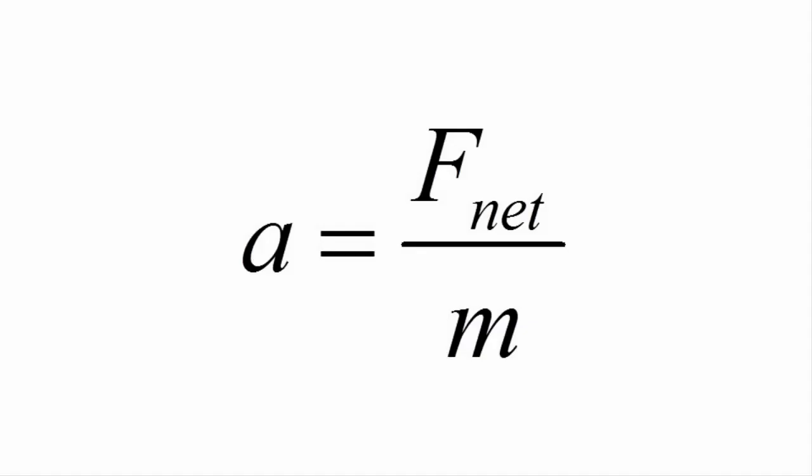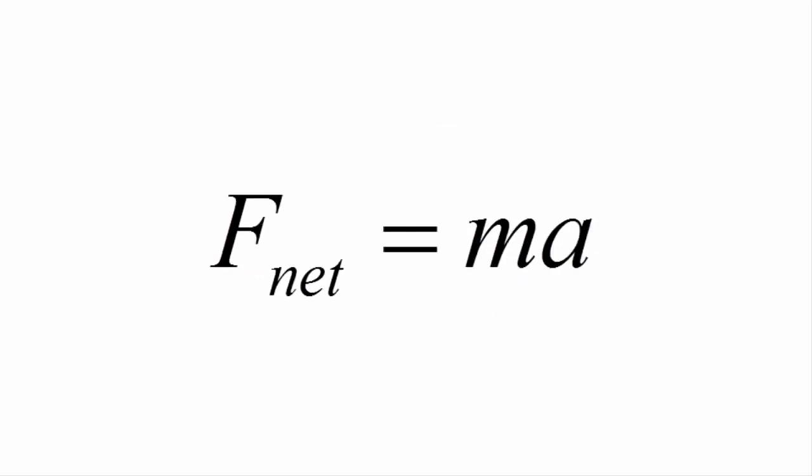In summary, Newton's second law states that a force applied to a mass produces an acceleration, or when a mass is accelerated, it produces a net force given by the mass times the acceleration.